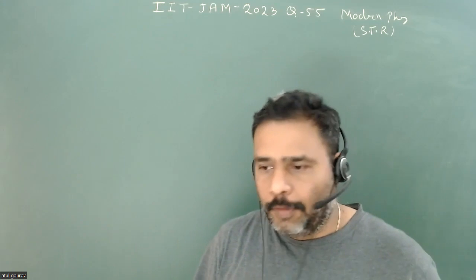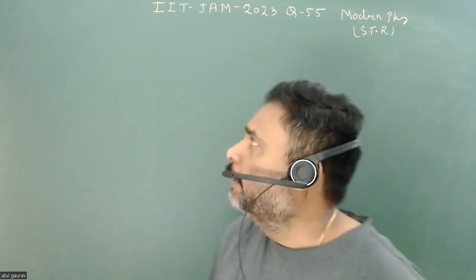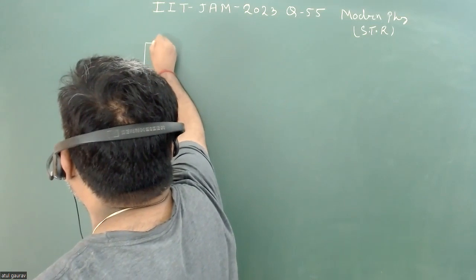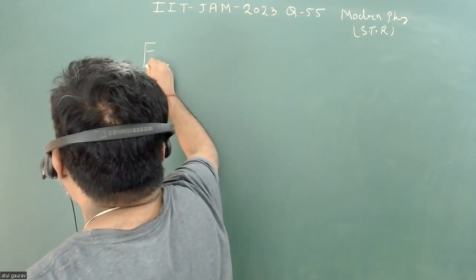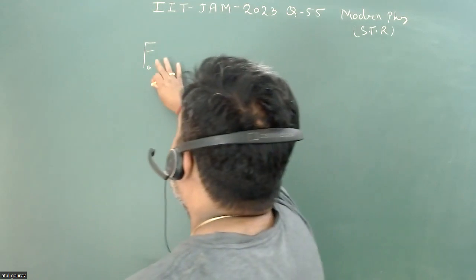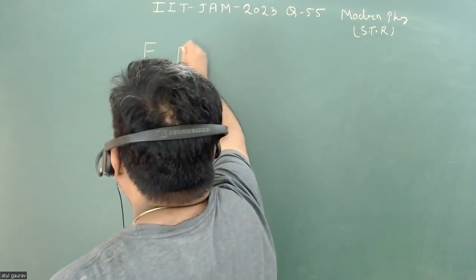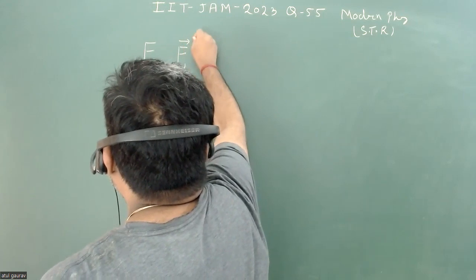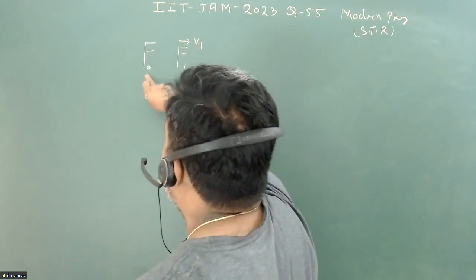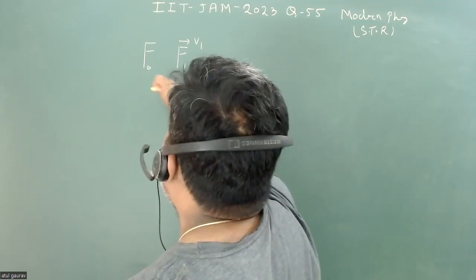Hello students, so let's try to solve one very nice problem from IIT JAM 2023, and this problem is from STR. Let me explain this particular problem. So there is one frame, this frame is F0, which is at rest with respect to the observer, and F1 is moving with speed V1 with respect to F0.